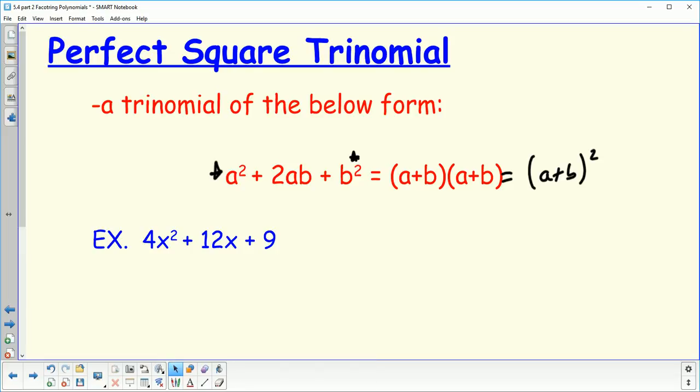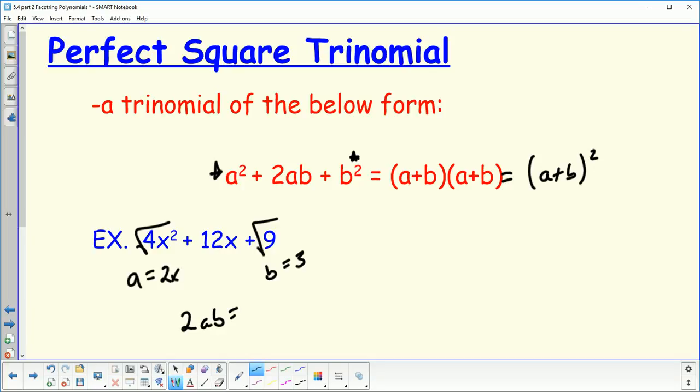Okay, we're going to do the same kind of process. We want to square root my a squared and my b squared terms. In this case I'm going to get 2x, and in this case I'm going to get 3. And we should check, what does 2ab equal? That equals 2 times 2x for a times 3 for b, and if we combine all those we end up with a 12x. So that tells us that we're good. This is in fact a perfect square trinomial.